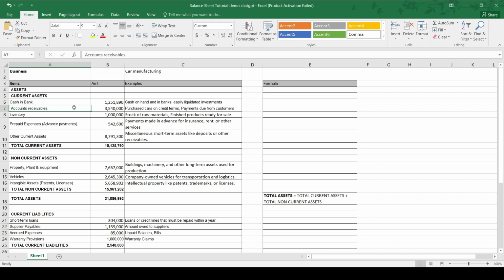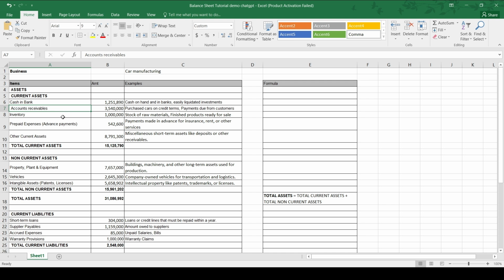Then we have accounts receivable. This is the money that the company is owed by its customers. When a customer buys goods on credit, the amount they owe is recorded as an account receivable. In our example, if a customer buys a car on credit or a loan, then he owes the company. So that comes under accounts receivable.